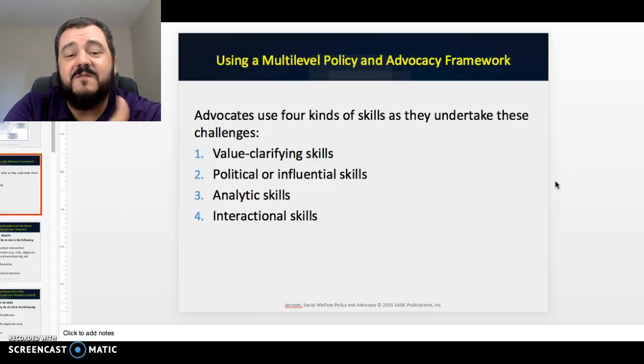Political or influential skills. So basically, this is your ability to get up and talk to people and make them listen to what you have to say and actually even get them to follow you around. So this is the power of ideas and your ability to communicate your ideas. It's very important that you know how to do this.